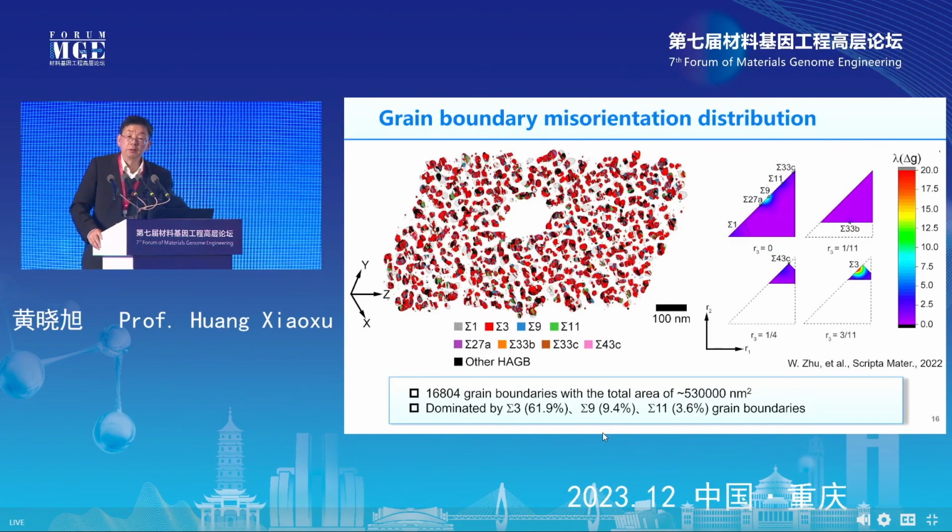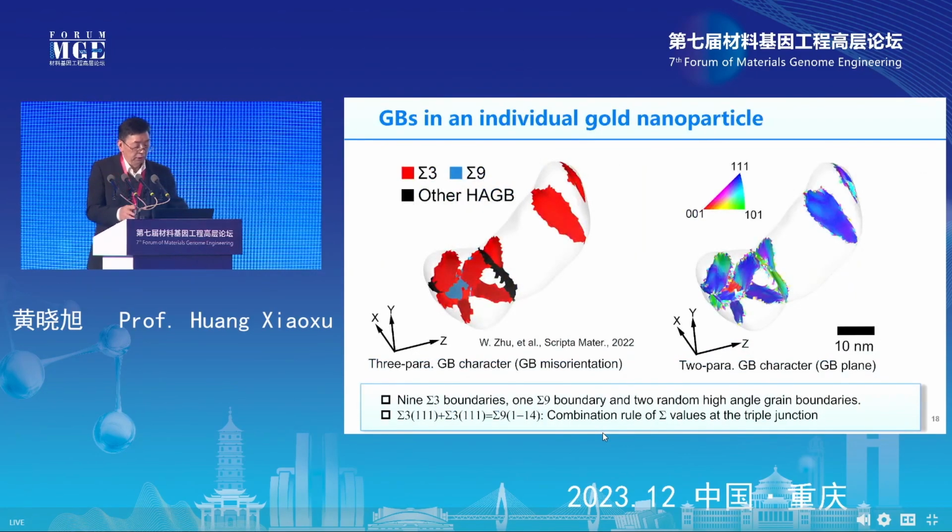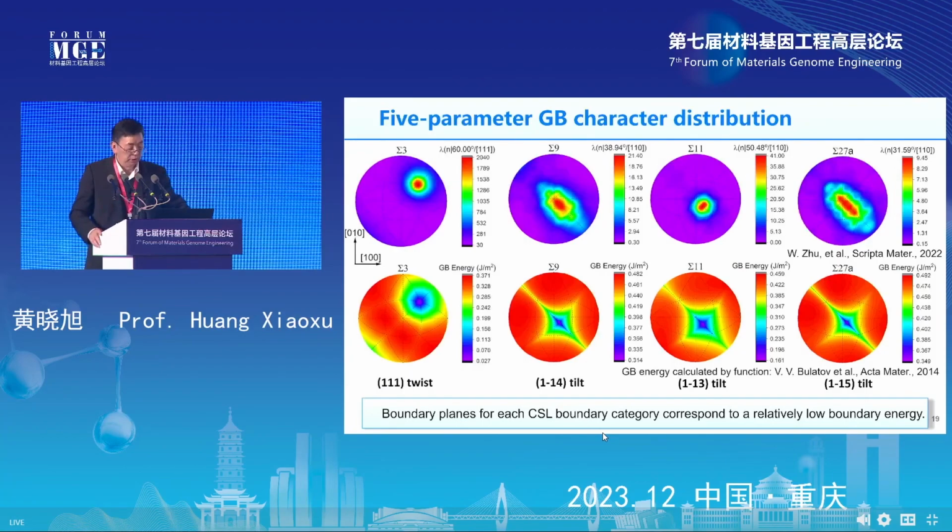When we get the map, we can also characterize all the boundaries, misorientation, boundary plane, and normals. All 5 parameters associated with the boundaries we can quantify from the 3D map. For curvature studies, we have to use 3D. Here we pick one particle which contains several grains separated by different boundaries, in this case sigma 3 and sigma 9 boundaries. We can really characterize all 5 parameters of the grain boundaries.